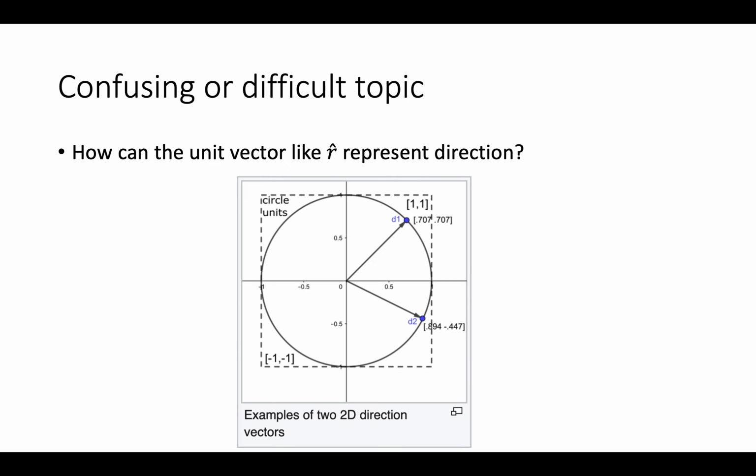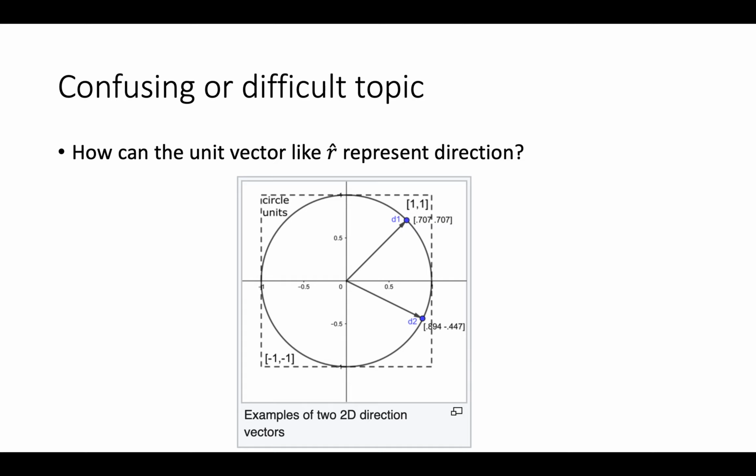And then I want to talk about something confusing or difficult for me. I don't know why the unit vector represents the direction. And then I Googled and I found an image on Wikipedia. It shows a unit vector here, and it has a length of 1. So a formula times the unit vector will not change the magnitude of it.